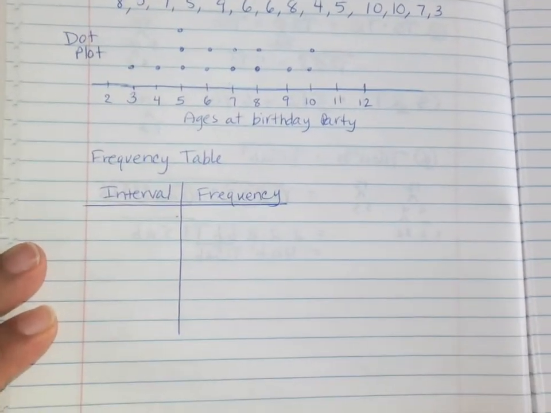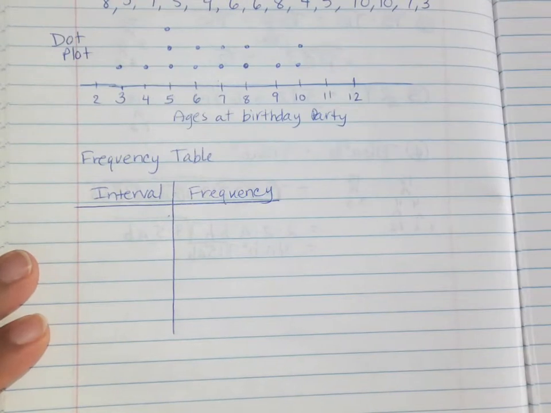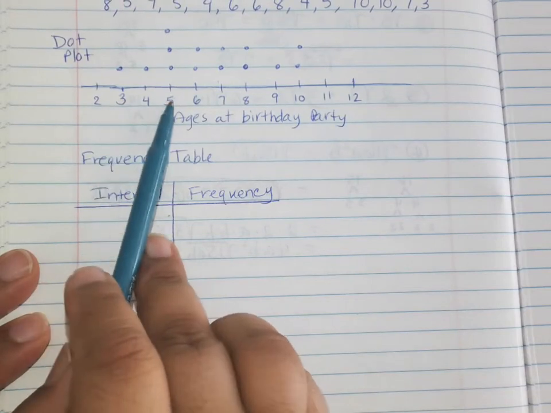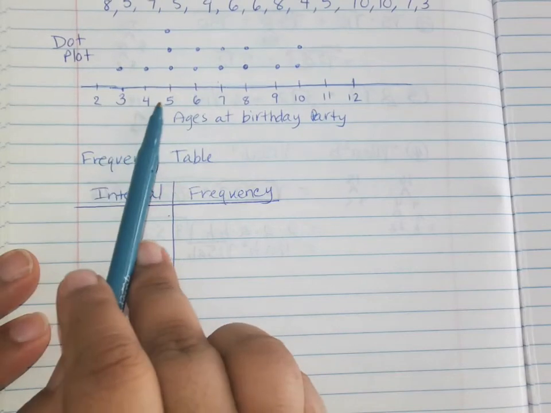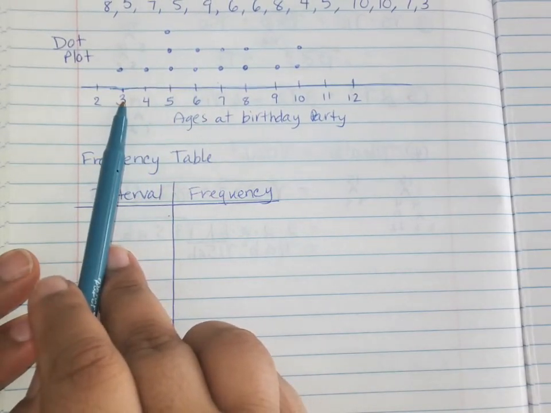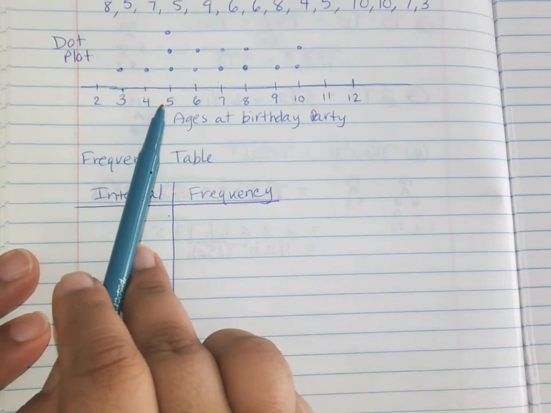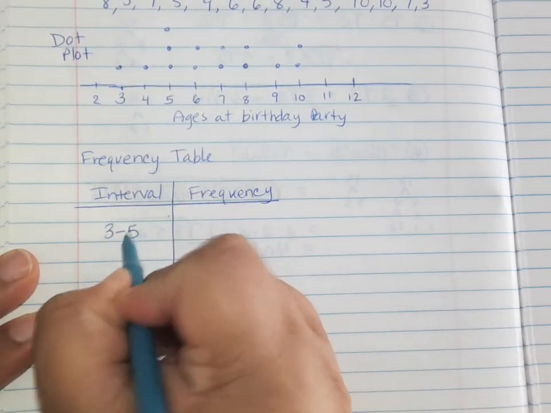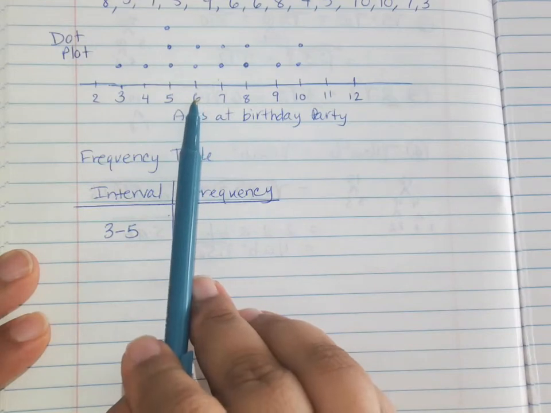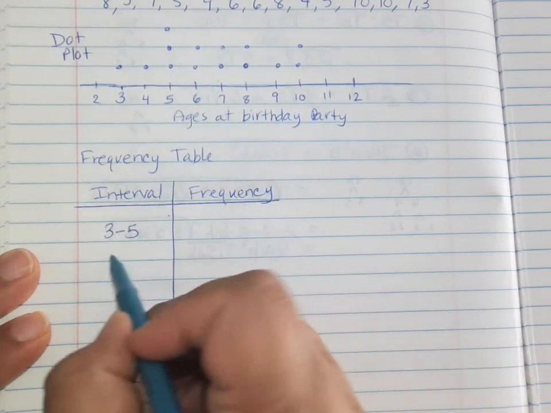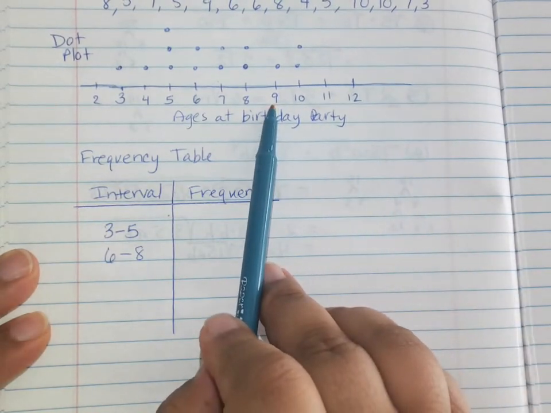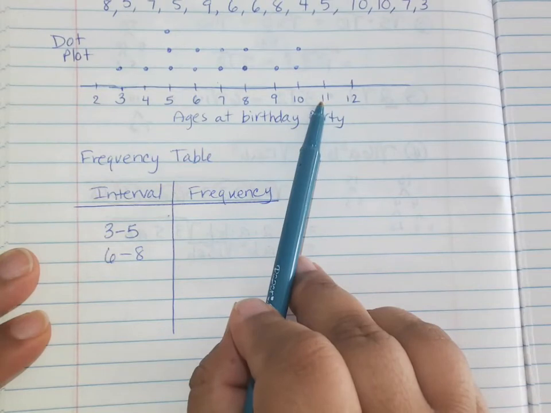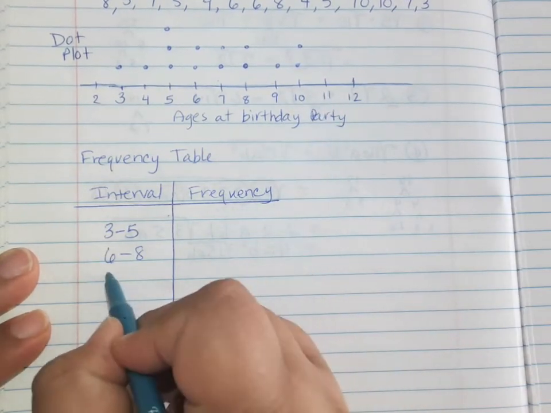So for my intervals, we count by 3s. So 3 numbers would be 3, 4, 5. Not 3 to 6, but we're just looking at 3 numbers. So my lowest was 3, so I'm going to count by 3 to 5. After that, I would have 6, 7, 8, so 6 to 8. Then I would have 9, 10, 11. Even though I don't have any numbers on 11, that's still my interval.